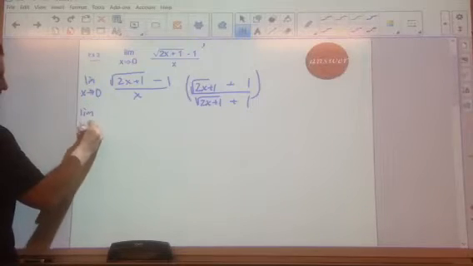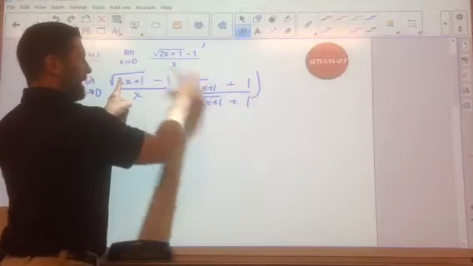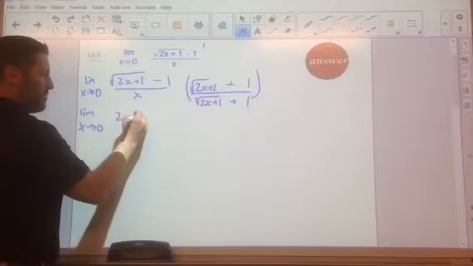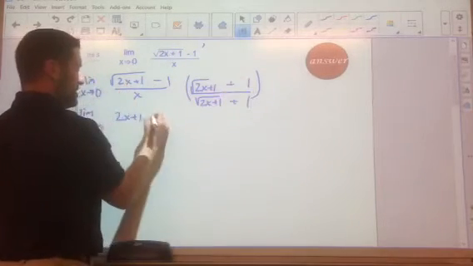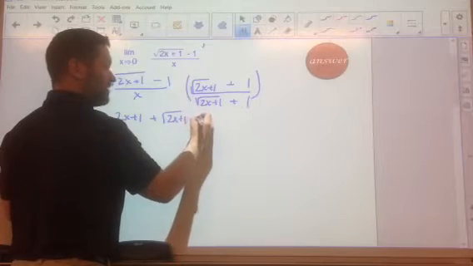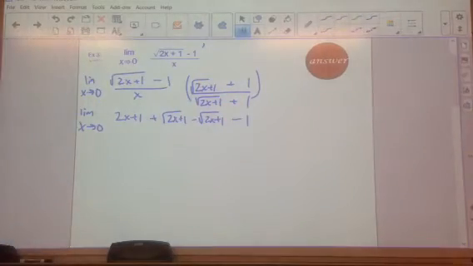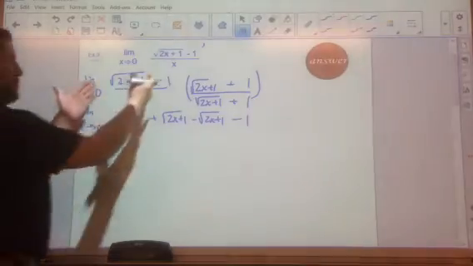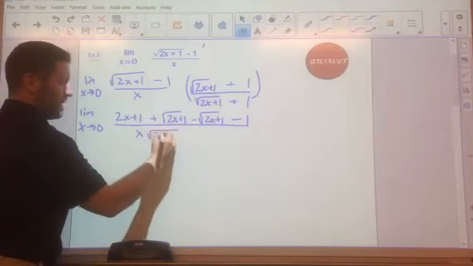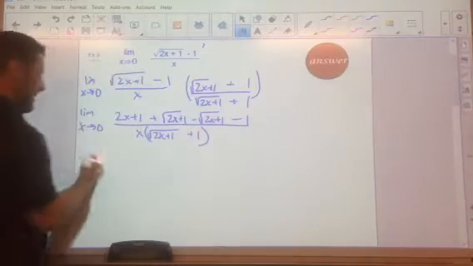We'll find the limit as x goes to 0. Binomials, I have the FOIL. So I'm going to take this top right here and FOIL these two out. So I go root 2x plus 1 times root 2x plus 1 is 2x plus 1. Root 2x plus 1 times 1 is root 2x plus 1. Root 2x plus 1 times negative 1 is minus root 2x plus 1. And negative 1 times positive 1 is negative 1. It looks a little different than most FOIL problems you've had before, I know, but that's the process. This whole term times this whole term, all over the bottom, which we just leave unsimplified: x times root 2x plus 1 plus 1, and I need parentheses around that.